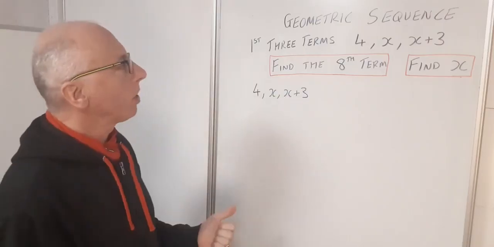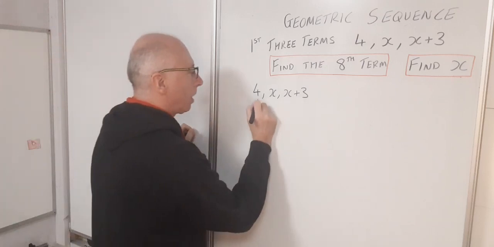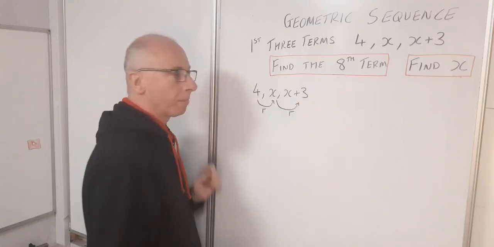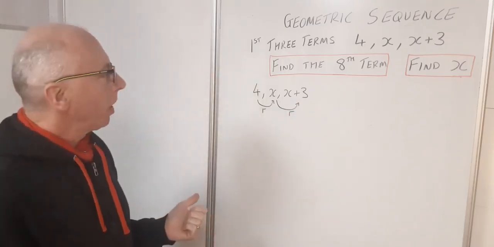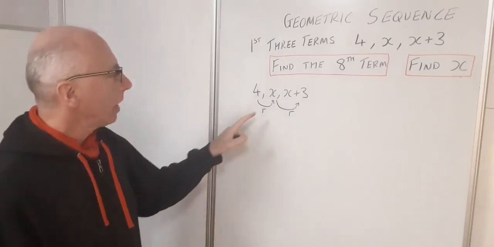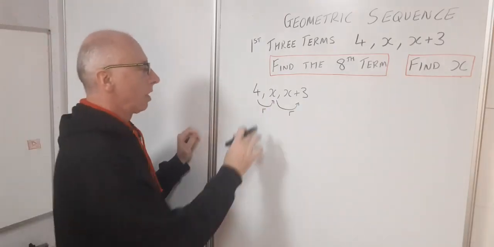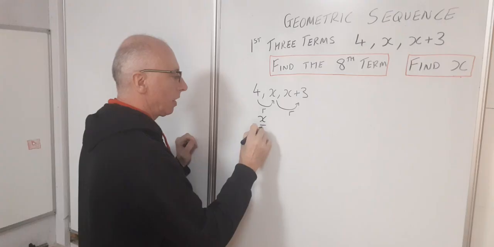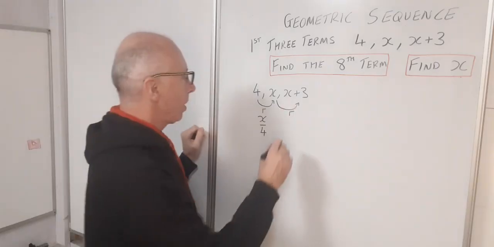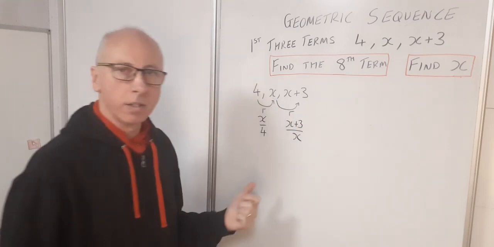What I know is, as it's a geometric sequence, these have a common ratio. So the ratio from here and the ratio to here is going to be the same. So how do we find what the ratio is? Well, if you check the previous video, you'll see that when we divide the following term by the previous term, that gives us our ratio. So the ratio here is x over 4. And then the ratio here will be x plus 3 over x. So that's our ratio.